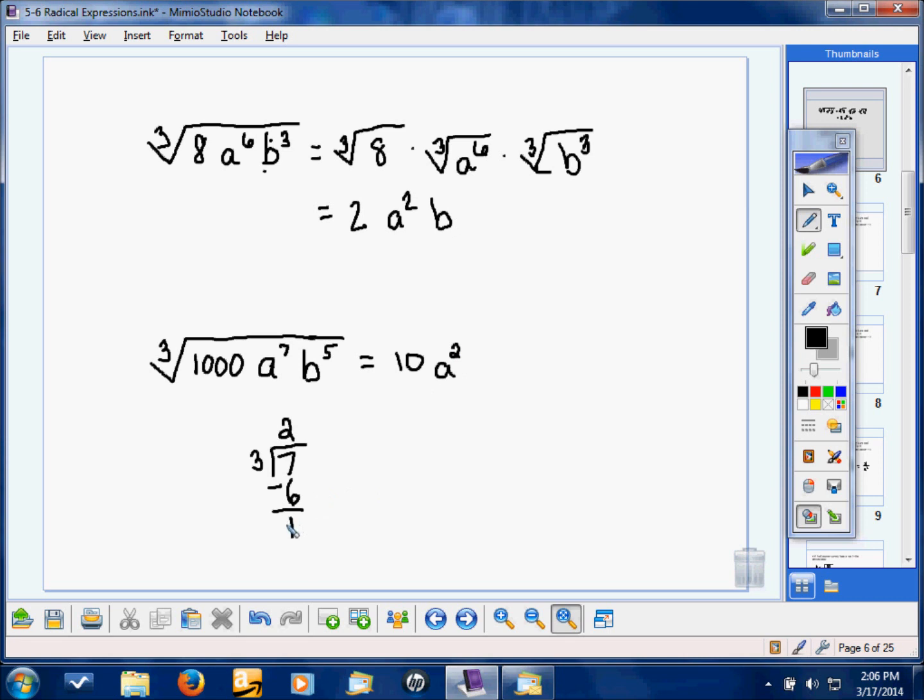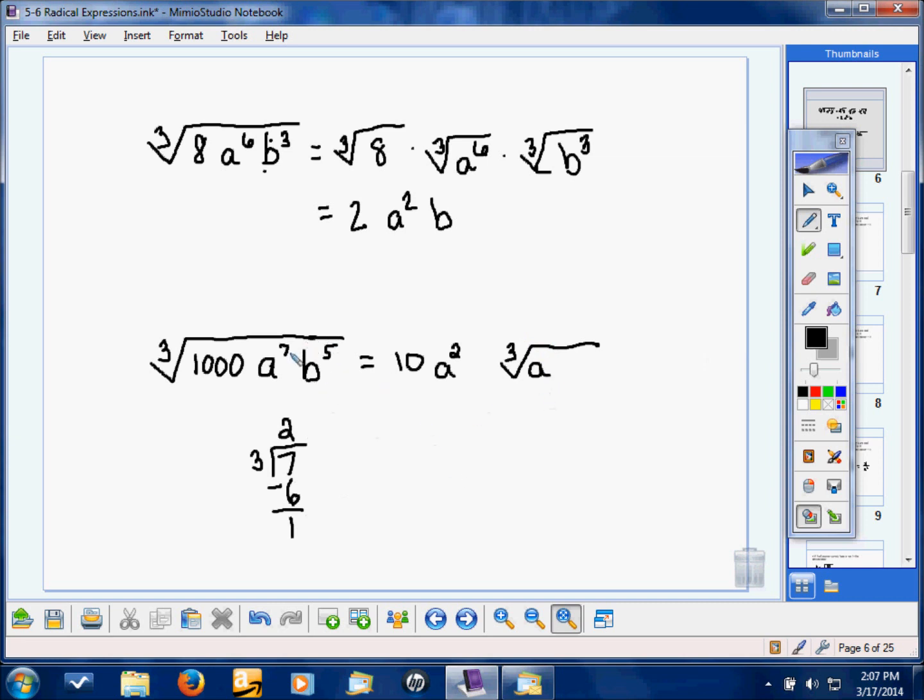And what does this remainder tell you? There's 1 left underneath the radical. I'm going to leave a gap because we have a b to deal with. Okay, so that means we have 1 a left underneath. There's 2 because we divided it out and we got a 2. The remainder tells you how many are left underneath for the variables.